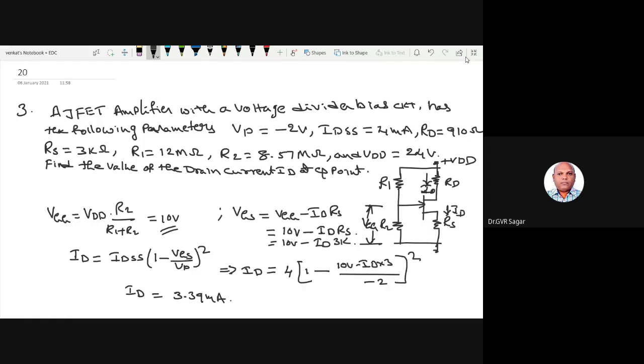So ID is equal to IDSS into 1 minus VGS by VP whole square. ID and IDSS are both in milliamps, so the milli cancels. ID is in milli and RS is in kilo, so when I write milli and kilo, they cancel out here. So simply I am writing 10 volts minus ID into 3. Are you following or not?